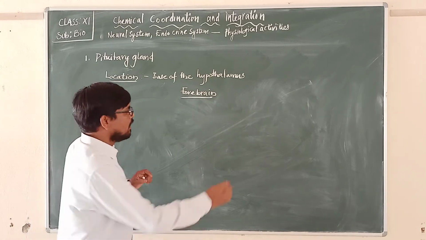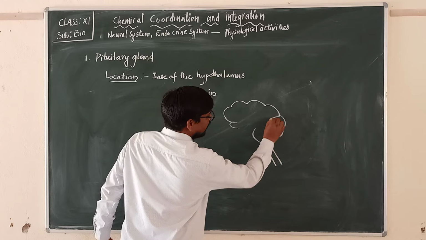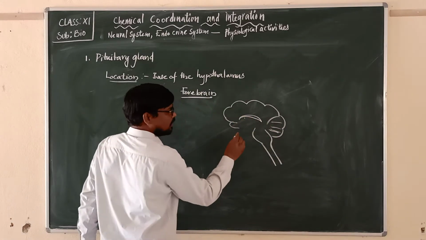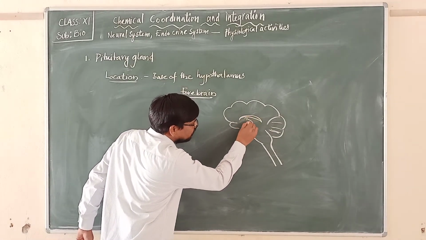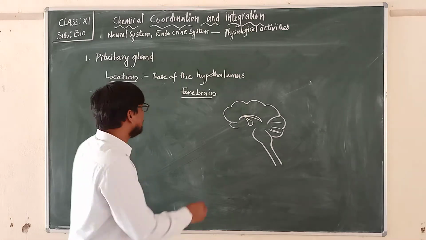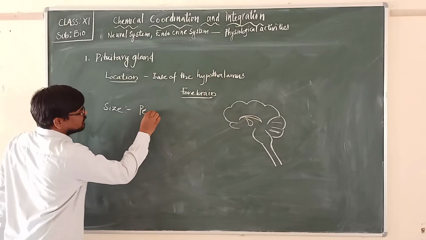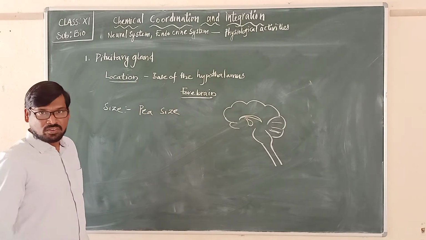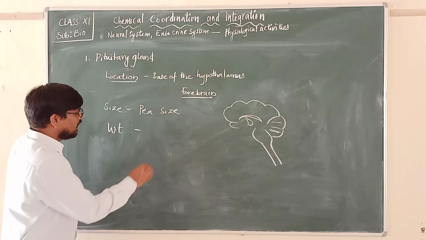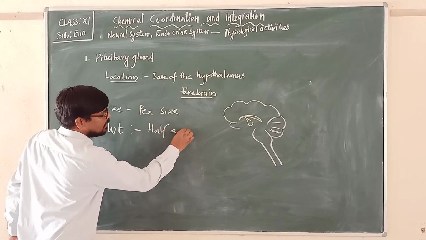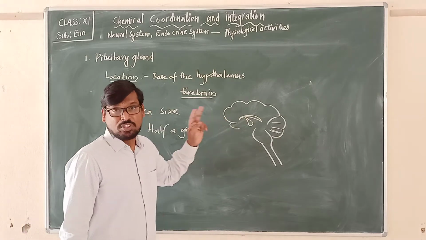Now, if you are seeing the brain, in this region, the hypothalamus or the forebrain, the diencephalon we call it, at this region you will see the presence of what now? The pituitary gland. How much size will this pituitary gland be? It is just of a pea size. And if you look at its weight, it weighs just half a gram. The size is pea size and the pituitary gland weighs just half a gram.